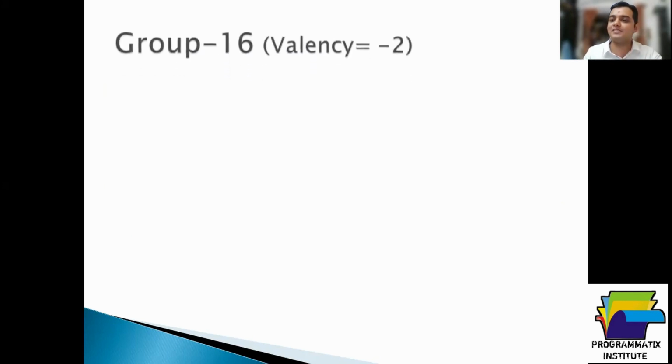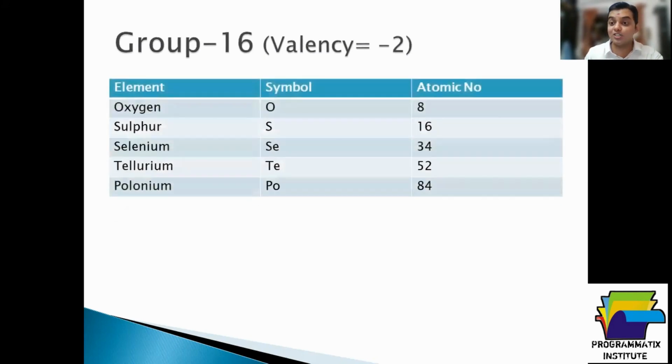Going further, group 16, you know 16 means 6, the last shell has 6 electrons, more than 4, so it will accept 2 electrons to make it 8. That's why the valency is -2. So let's go to the elements. It is oxygen, sulfur, selenium, tellurium, polonium. There are 2-3 shortcuts for this. Whichever you like, you can take it.